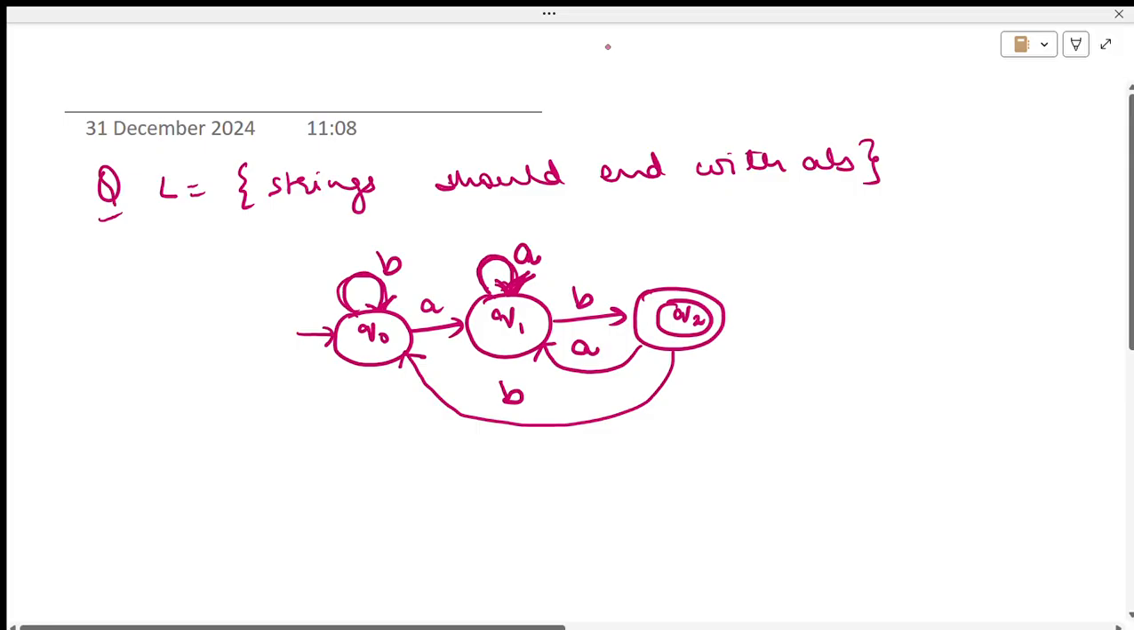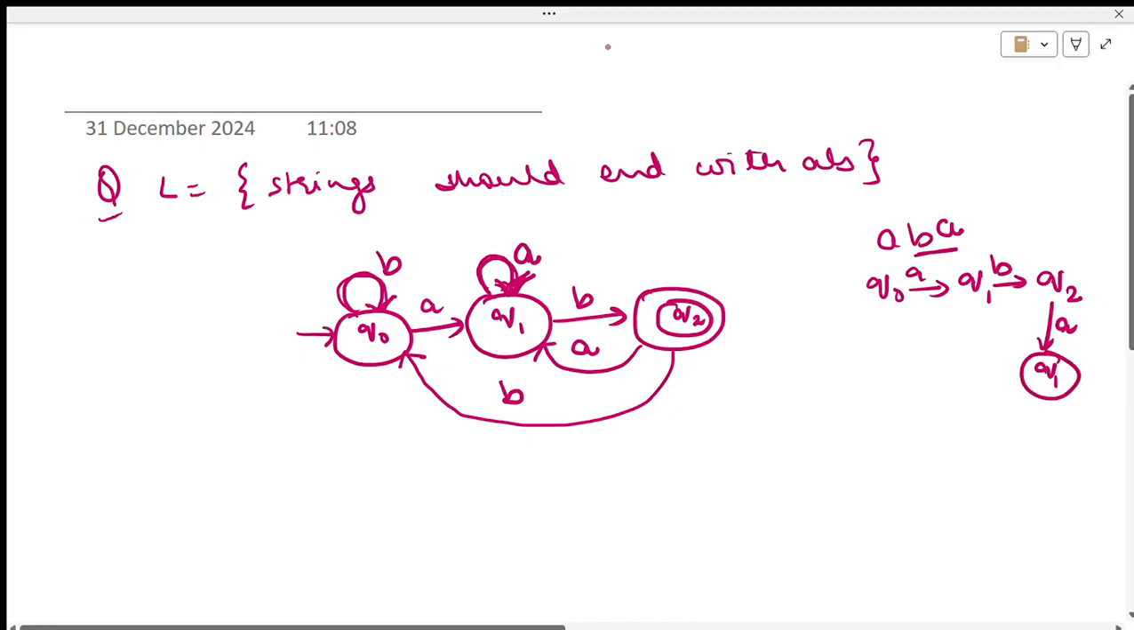And suppose we have a string of this kind: A, B, A. A, B, A is not having AB as the last two symbols. So see where it stops. Q0 on reading A goes on Q1. Q1 on reading B goes on Q2. And then again Q2 on reading A is on Q1.